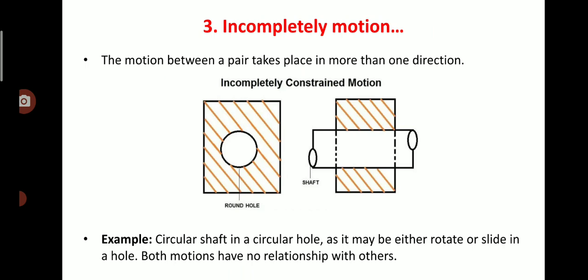Third is the incompletely constrained motion. When the motion between a pair takes place in more than one direction, then we can say it is incompletely constrained motion. An example is a circular shaft in a circular hole, as it may either rotate or slide in the hole, and both motions have no relationship with each other.